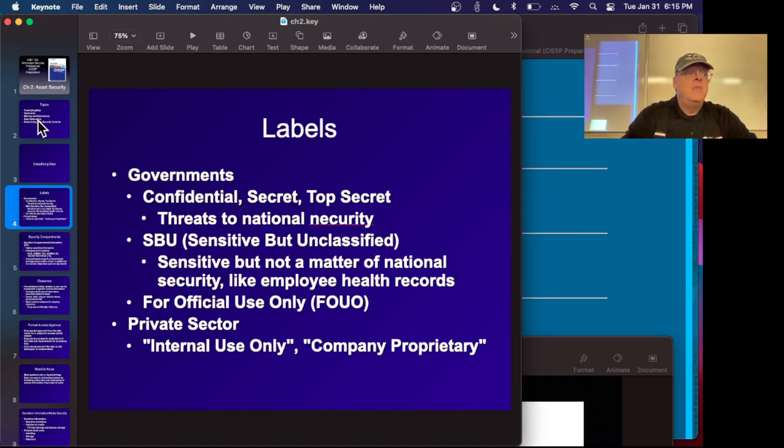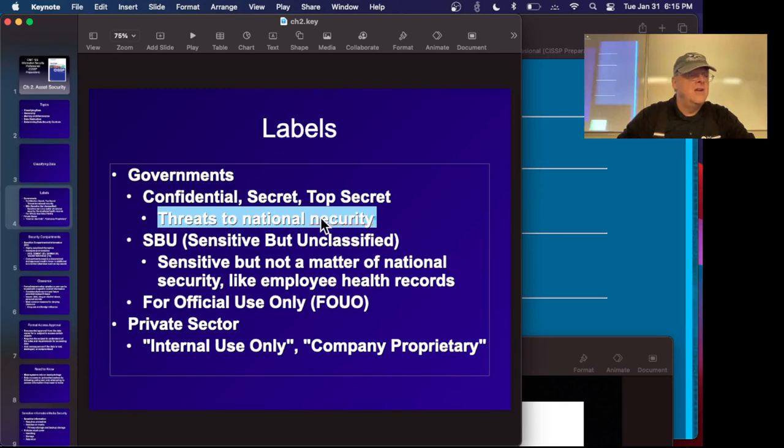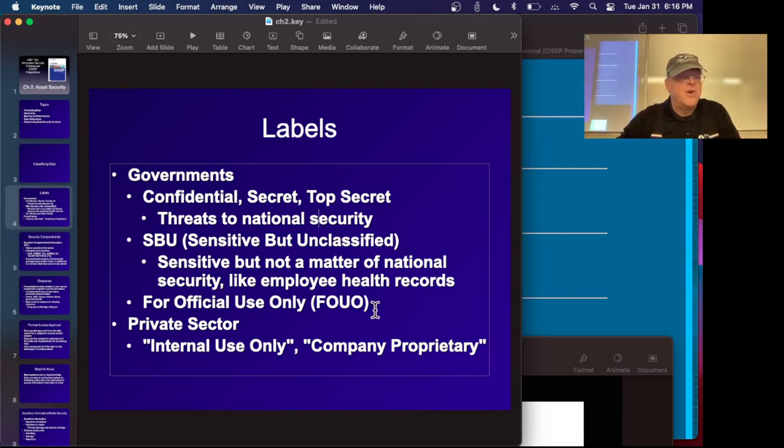So you have to classify data. Some data is more important than others. If it's the government, you have confidential, secret, and top secret. These are things that are threats to national security. And then there's sensitive but unclassified, things that are not threats to national security, for official use only. Those are the sort of things that the military and government use. In the private sector, they use any different label they like, but it's often things like internal or company proprietary.